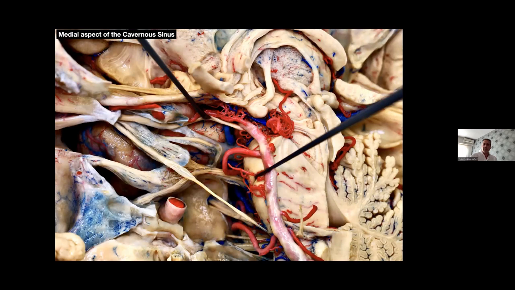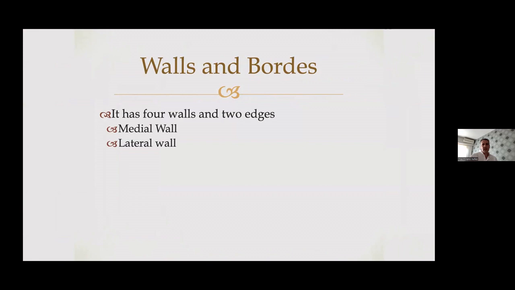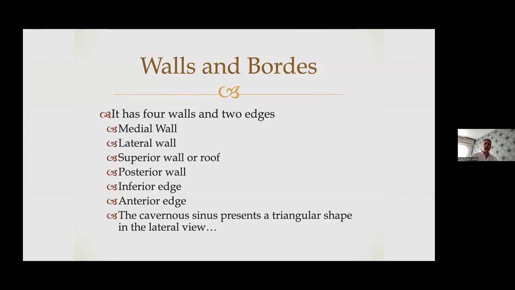Well, we have walls and borders of the cavernous sinus. It has four walls and two edges. We will describe the medial wall, the lateral wall, the superior wall or roof of the cavernous sinus, like we'll describe in a few minutes, the posterior wall of the cavernous sinus, and the inferior edge, also the anterior edge. The cavernous sinus presents a triangular shape. Everybody knows the shape, like the anterior portion of a sheep. But this shape is when we see the cavernous sinus in the lateral view.